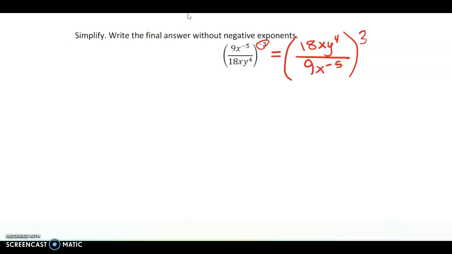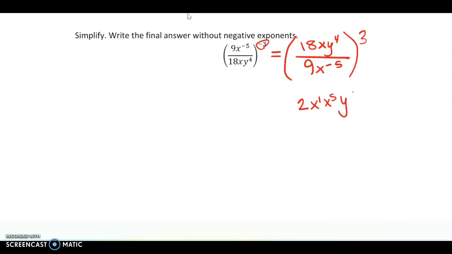Okay, next, I really would highly recommend first simplify inside the parentheses before you're distributing this exponent in. Okay, so 18 divided by 9, I'm going to get 2. X and x to the fifth. Well, that x, I'd have x to the 1, and that x to the negative fifth comes up. So it would be x to the positive 5 now, because the exponent would change from negative to positive because it's switching from the denominator to the numerator.